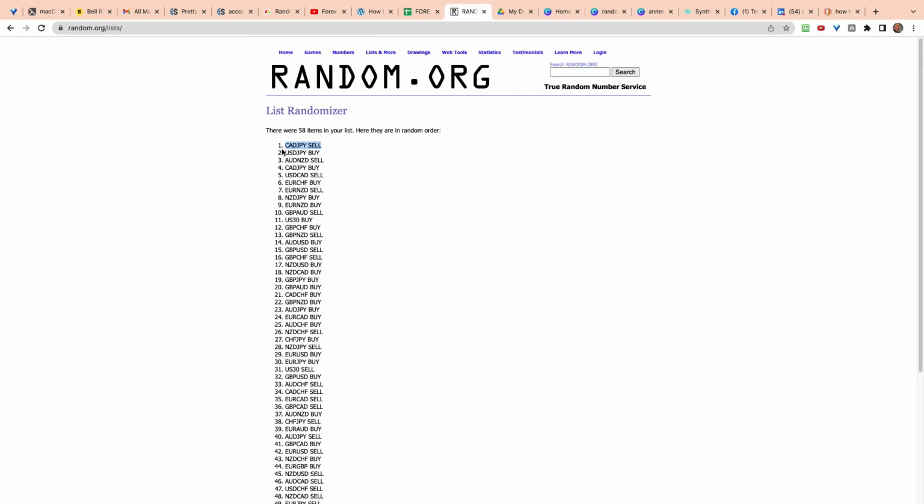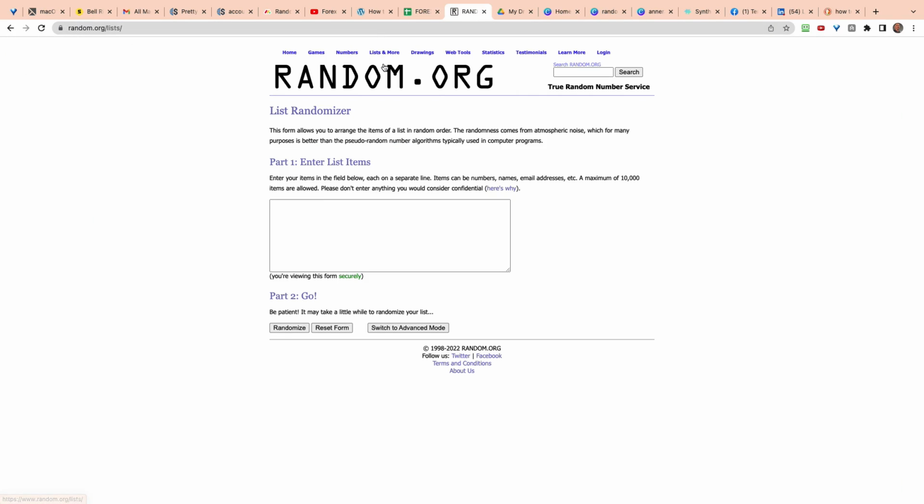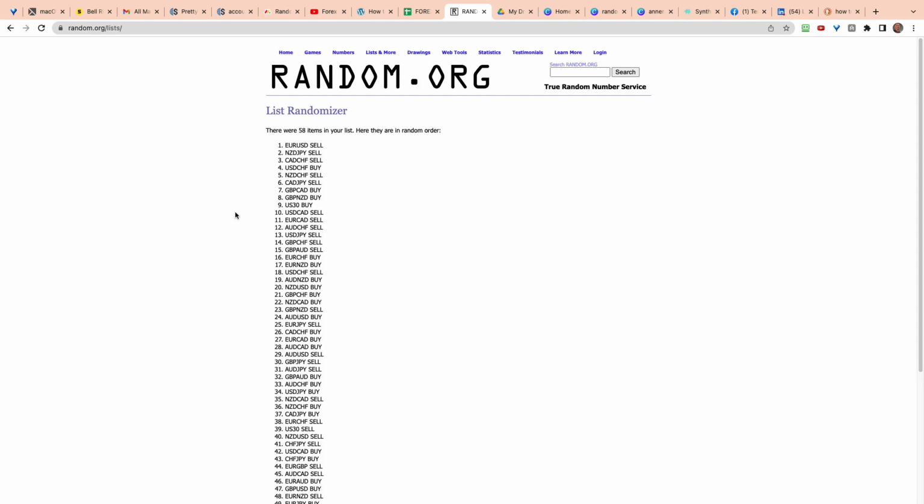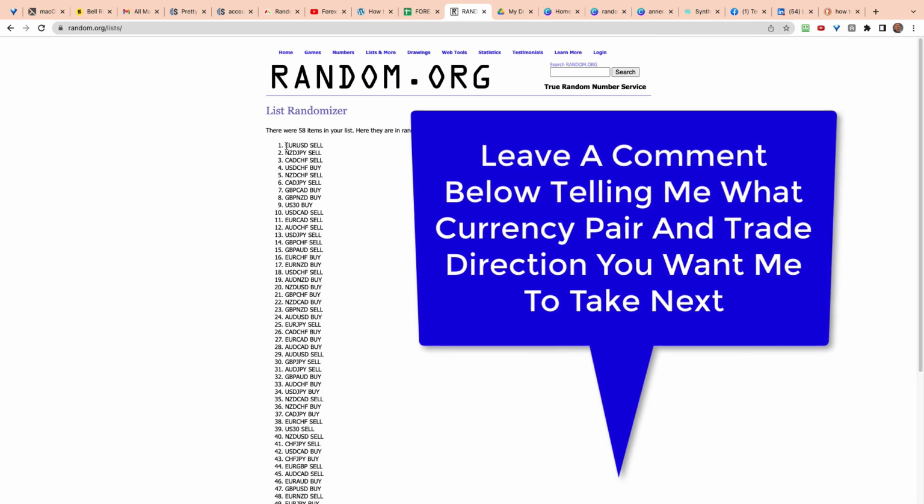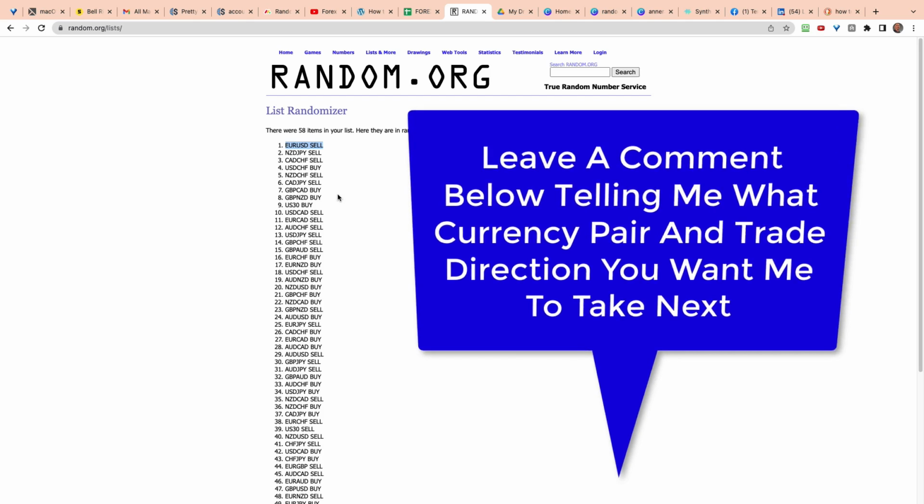Here's our previous list. We did CAD JPY yesterday. I'm going to go to List Randomizer. I'm going to paste my list into this box and we will hit randomize. So the very top trade that comes out, the next random trade, is EUR/USD sell. EUR/USD sell. So let's go on over to the charts and enter our EUR/USD sell trade.